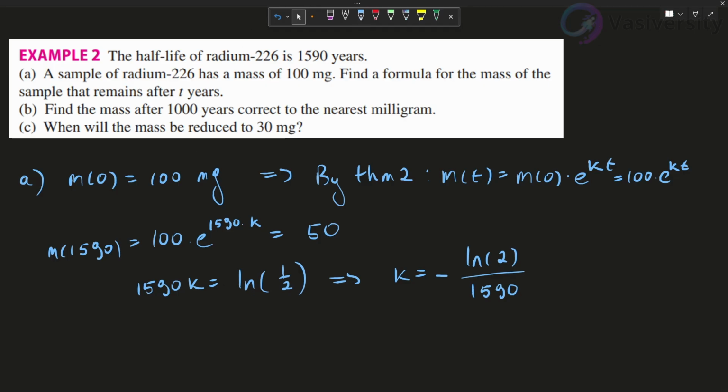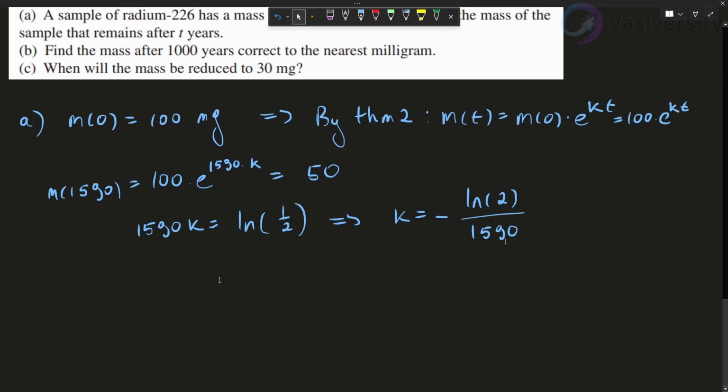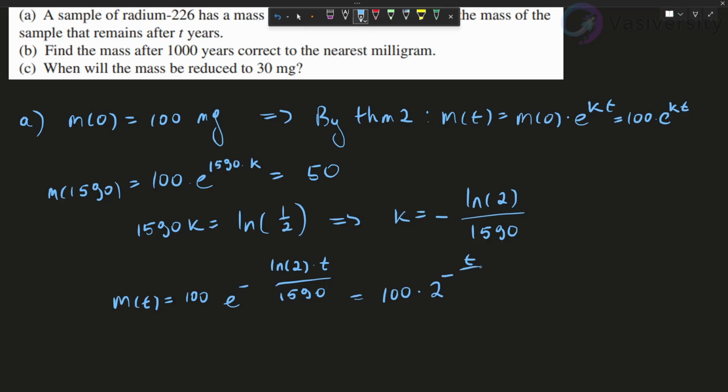So this time, let's keep it as it is for now, because we will want to simplify as we go. So our equation, m of t, is going to be equal to 100 times e to the power of negative ln 2 times time over 1,590. By using the rules of exponentials, we will get that our equation is 100 times 2 to the power of negative t over 1,590. Okay, so that's going to be our formula.